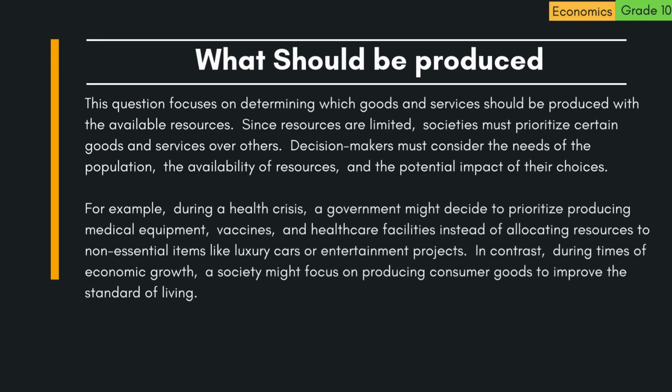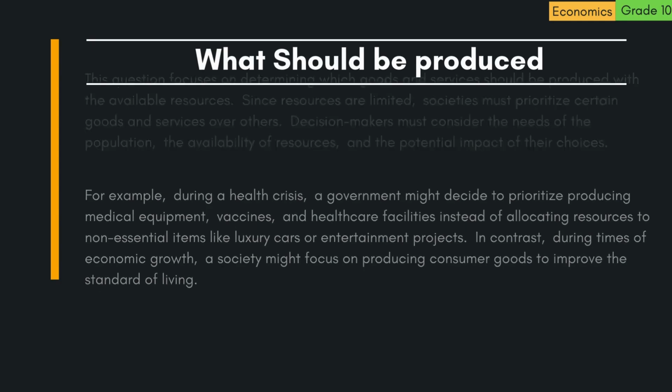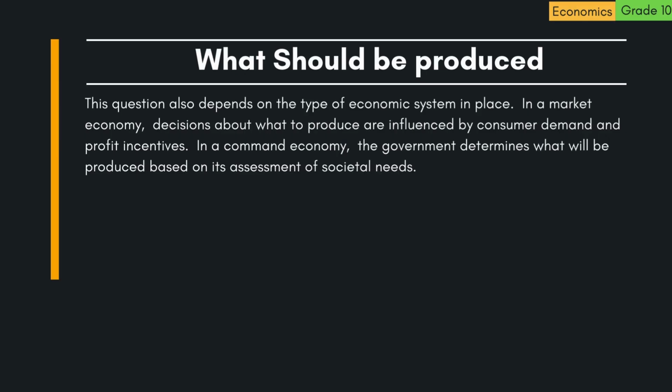For example, during a health crisis, a government might decide to prioritize producing medical equipment, vaccines, and healthcare facilities instead of allocating resources to non-essential items like luxury cars or entertainment projects. In contrast, during times of economic growth, a society might focus on producing consumer goods to improve the standard of living. This question also depends on the type of economic system in place.